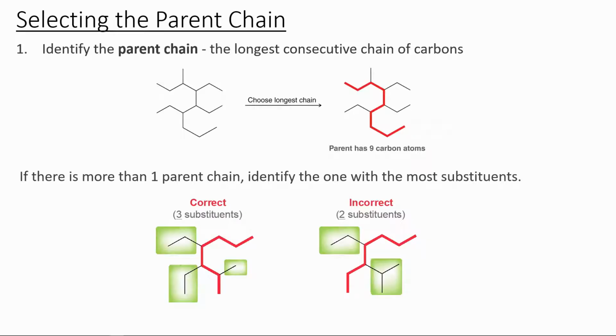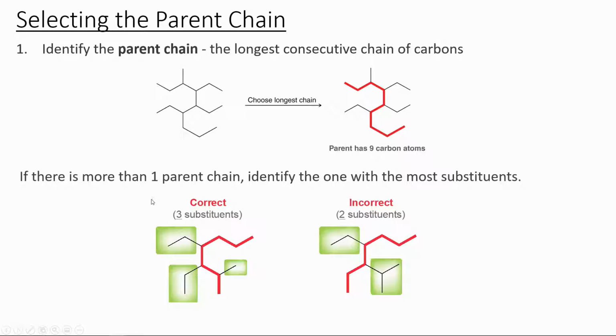So, for example, in this molecule, there are several different places that we could start numbering to identify the parent chain, but we're going to want to find the longest carbon chain within the molecule. So if we start at this position and move all the way to this position highlighted in red here, we'll find that that's a total of 9 carbons. If we were to include any of these branches, it would be fewer carbons.